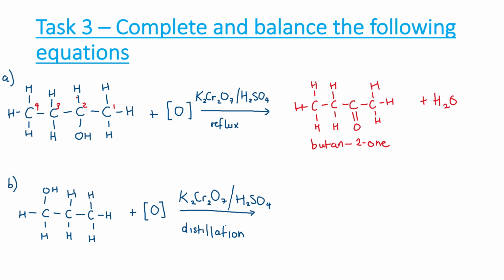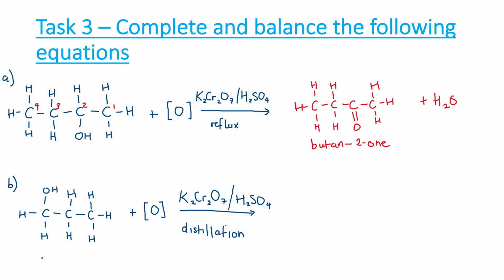So 1, 2, 3, 4, 5, 6, 7, 8, 9, 10. We've got 2 oxygens on this side, 2 oxygens on that side, and 4 carbons on each side. So that is the correct balanced equation for this reaction. And we would observe a colour change from orange to green.